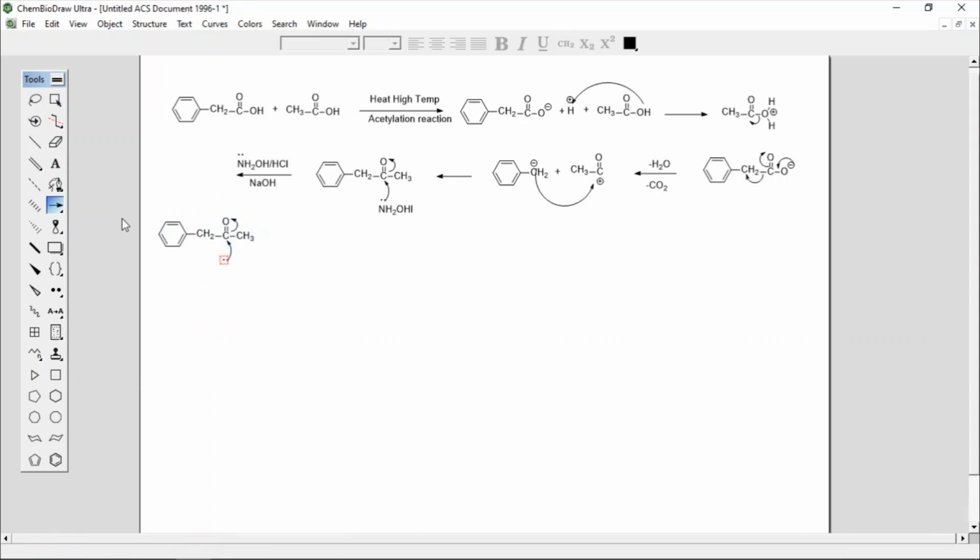So the reaction will be here. Okay, now this NH2OH will join to this carbon. So we have to join this NH2OH. So this is your hydrogen.